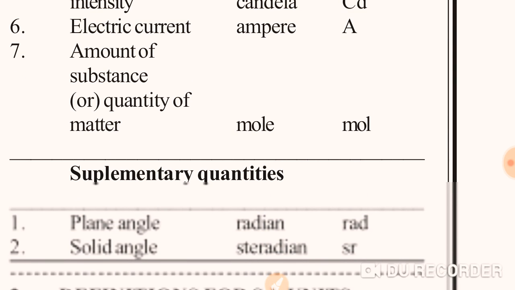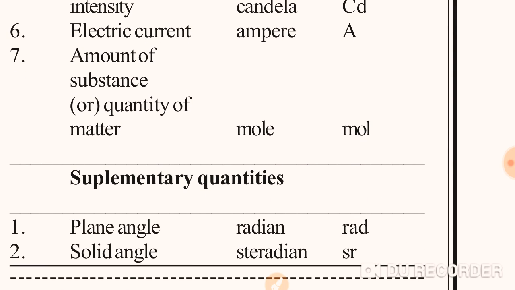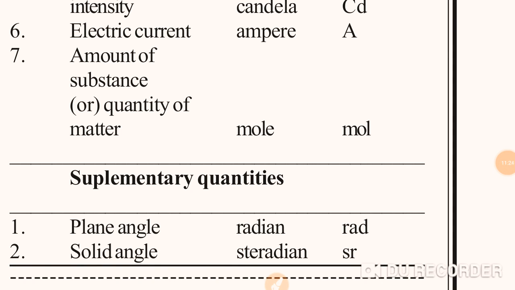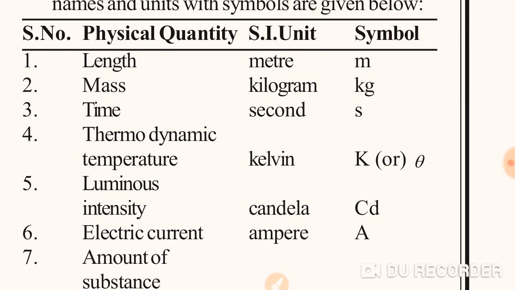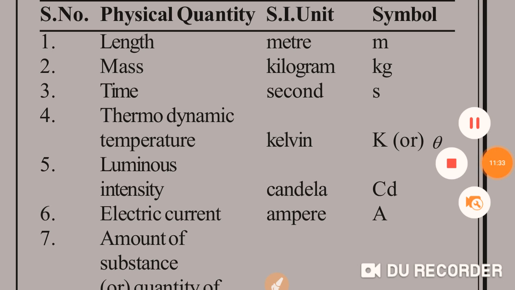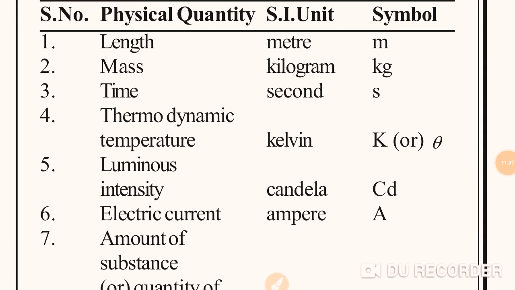There are two supplementary quantities. Plane angle: SI unit radian, symbol rad. And second, solid angle: SI unit steradian, symbol sr. This is the most important topic of physics for all competitive exams, and you should remember these quantities.